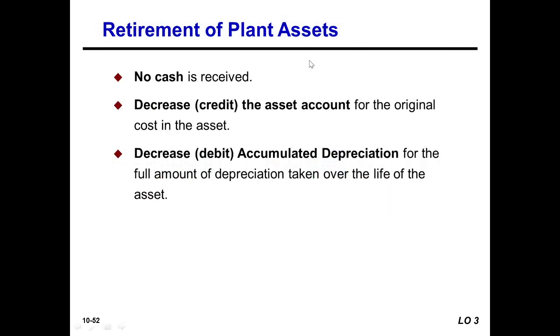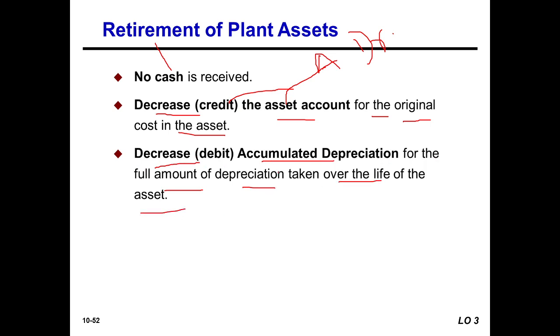Retirement of plant asset. When we do this, no cash is received. Number 2, decrease or credit the asset account. Earlier I told this matter: when we purchase our asset it is debit, but now the asset will be credit, for the original cost of the asset. Number 3, decrease or debit accumulated depreciation for the full amount of depreciation taken over the life of the asset. I think everybody is clear here.